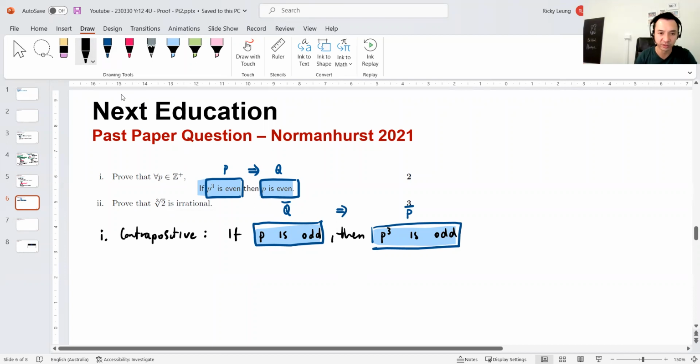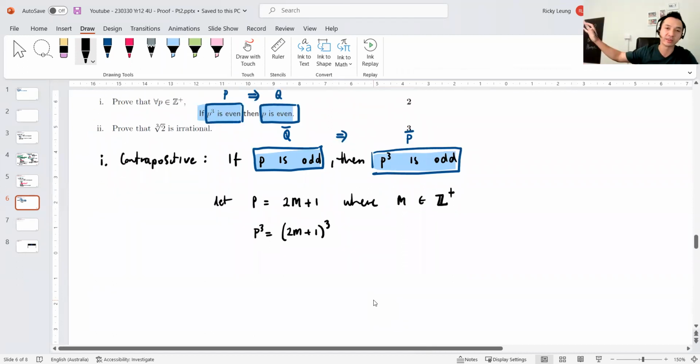So if p is odd, let p equal 2m plus 1, because I know 2m is even and then plus 1 is always odd, where m is just a positive integer. Let's go there. Now, if that's the case, let's explore p cubed. So cube both sides, and I'm hoping that whatever number it is, it has an odd constant at the end, so then I could say therefore it's odd. So expand that using Pascal's.